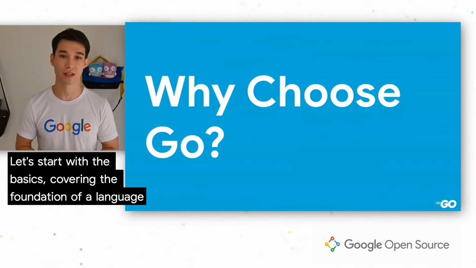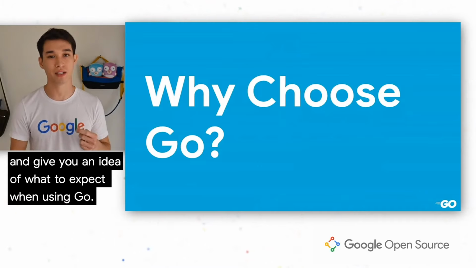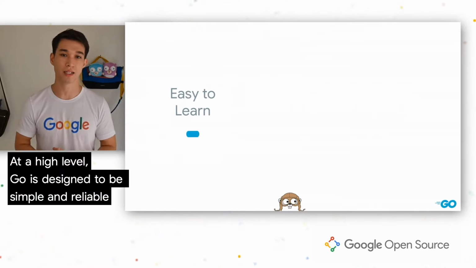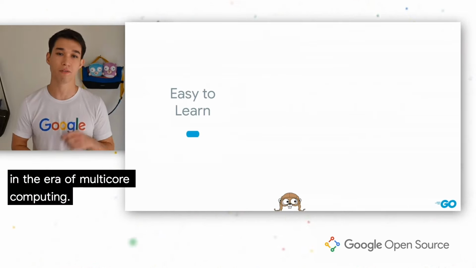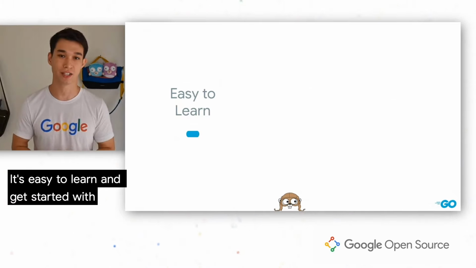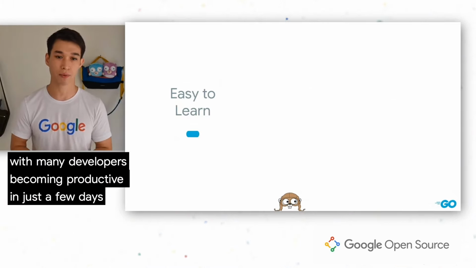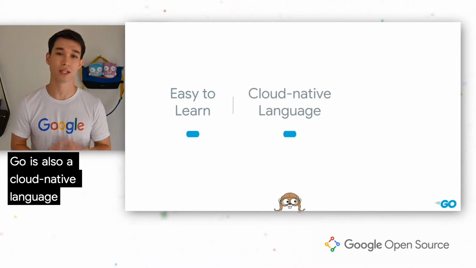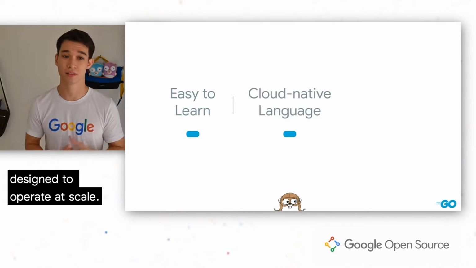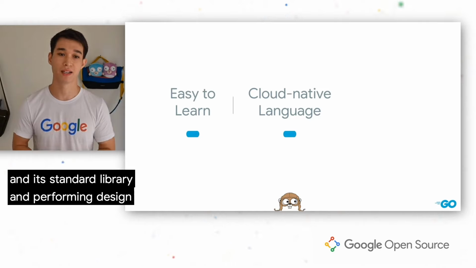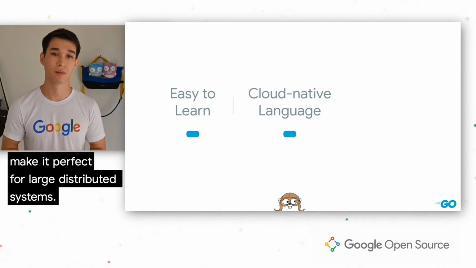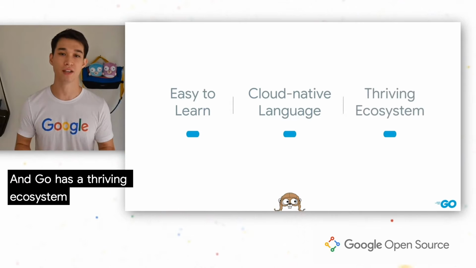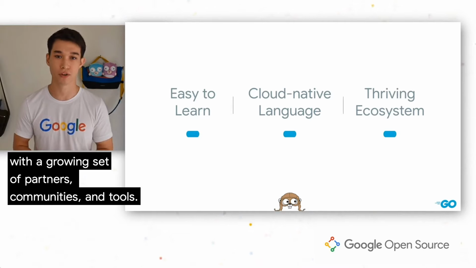Let's start with the basics, covering the foundation of the language, and give you an idea of what to expect when using Go. At a high level, Go is designed to be simple and reliable in the era of multi-core computing. It's easy to learn and get started with, many developers becoming productive in just a few days and sometimes even hours. Go is also a cloud-native language designed to operate at scale. It was built with microservices in mind, and its standard library and performant design make it perfect for large distributed systems. And Go has a thriving ecosystem with a growing set of partners, communities, and tools.